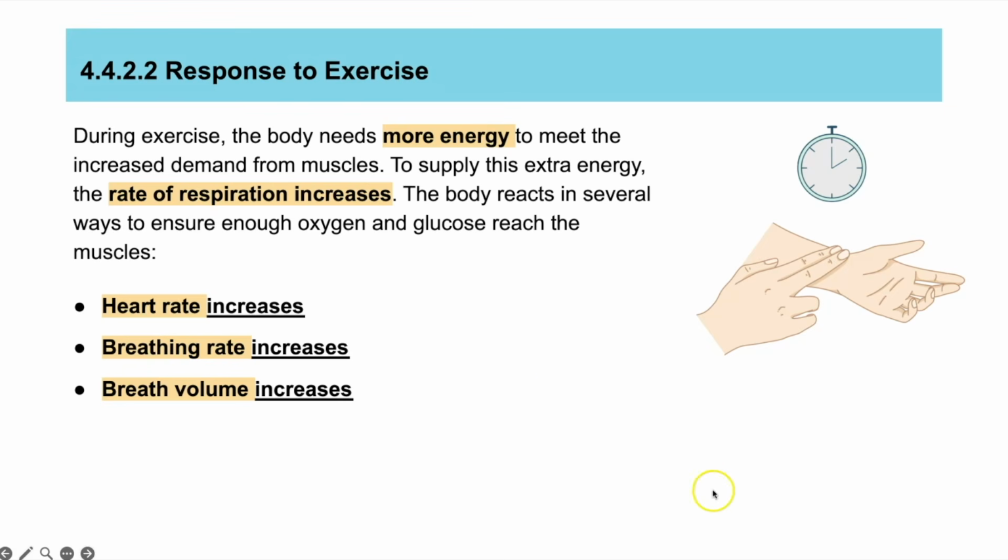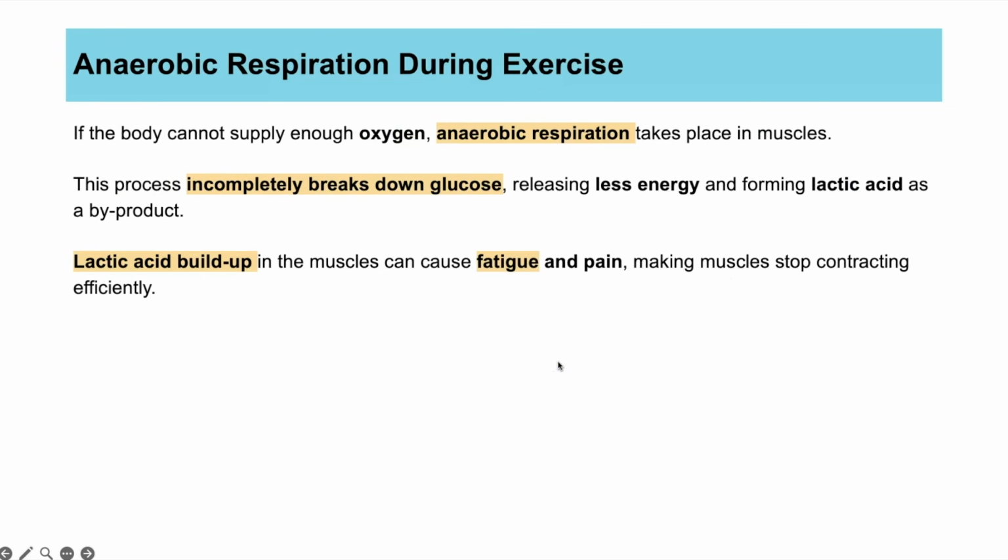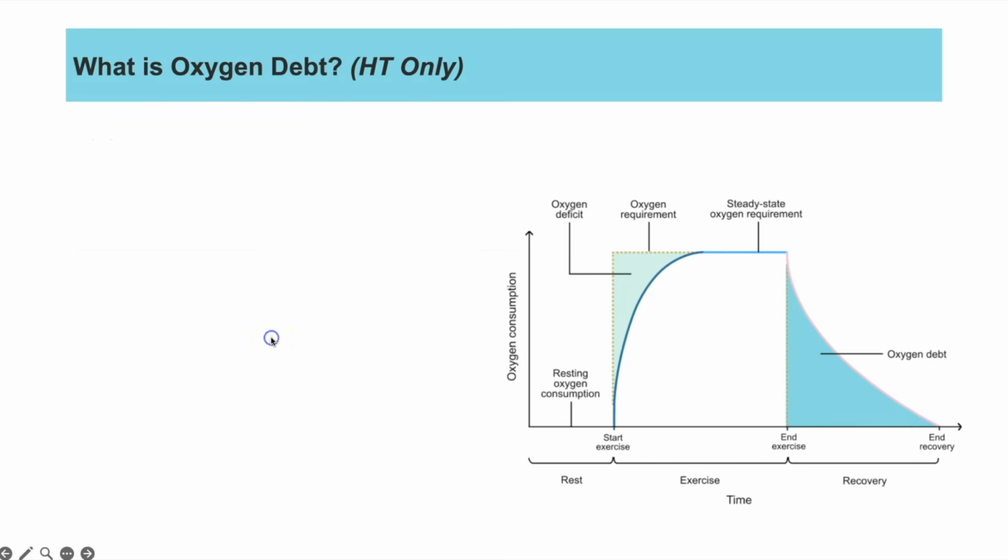However, sometimes that is not going to be the case, because if your body cannot supply enough oxygen, despite all of those increases and changes that we just saw, then anaerobic respiration will start to occur in your muscles. And as we said, this is the incomplete breakdown of glucose. You get less energy, you get lactic acid, and as that builds up, it can cause muscle fatigue and pain, and that's what stops the muscles contracting as efficiently.